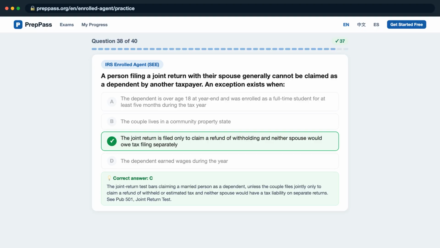The correct answer is C. The joint return test bars claiming a married person as a dependent, unless the couple files jointly only to claim a refund of withheld or estimated tax and neither spouse would have a tax liability on separate returns. See Pub 501, Joint Return Test.